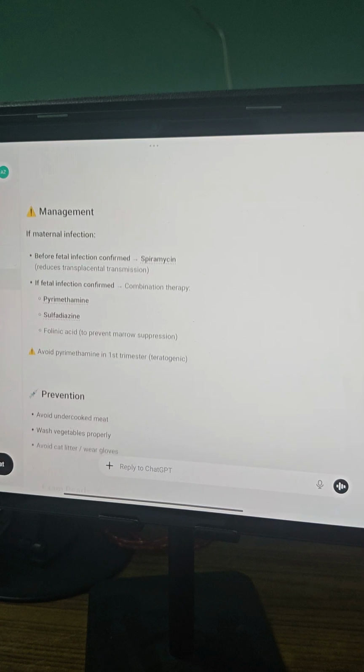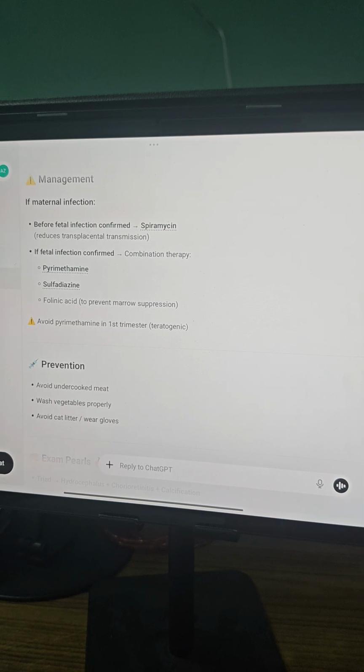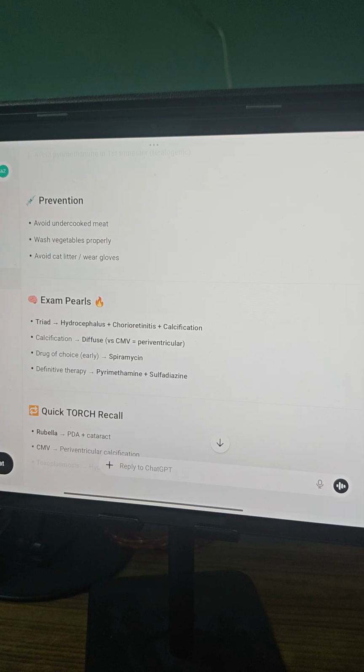So the management part includes, if maternal infection is there before fetal infection is confirmed, then we can advise the patient spiramycin, which can reduce transplacental transmission. And if the fetal infection is confirmed, then we give a combination therapy of pyrimethamine, sulfadiazine, and folinic acid. Pyrimethamine is not given in the first trimester because it is teratogenic, so we can alternate the therapy with spiramycin followed by pyrimethamine, etc. For prevention, avoid undercooked meat, wash vegetables properly, avoid cat litter, and wear gloves.